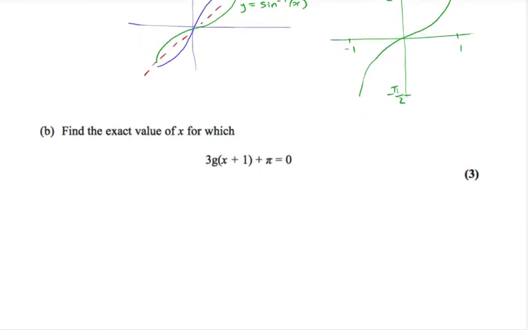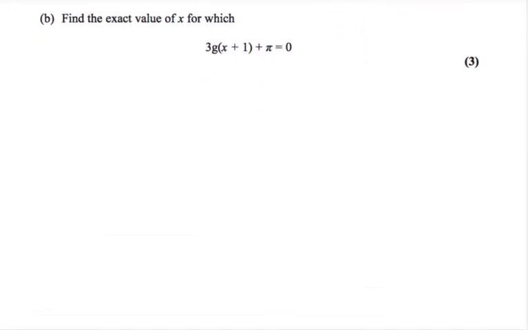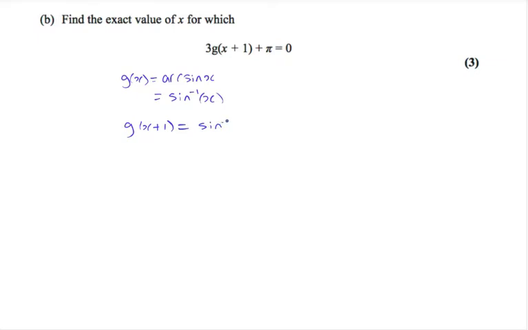Part B says, find the exact value of x for which 3 g of x plus 1 plus pi equals 0. From part A, we already know that g of x is equal to arcsine x, which I prefer to write as sin to the minus 1 of x. g of x plus 1 is a transformation of this, so it's a translation in the x-axis by minus 1, and looks like sin to the minus 1 of x plus 1.